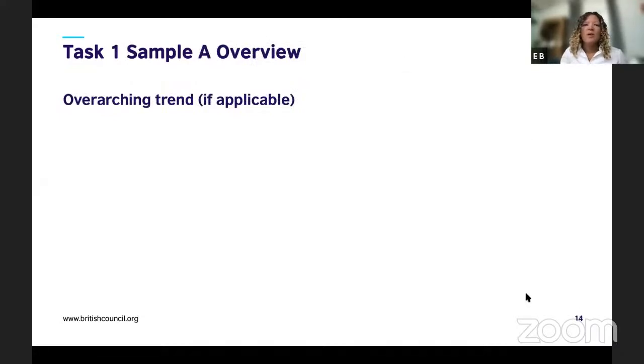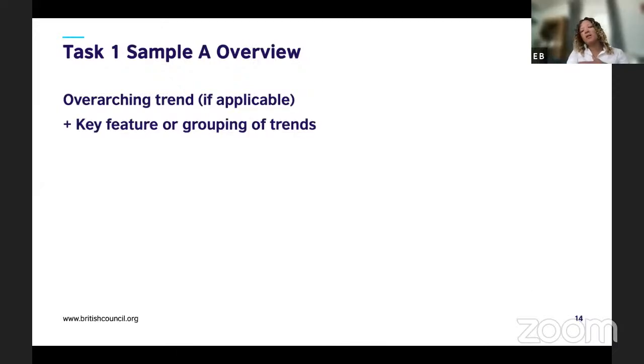For task achievement, we also want to look at writing an overview. There's often, I should say, an overarching trend. As we pointed out with our sample that we're working with today, the overarching trend is that all lakes saw a decrease in ice cover. And then we can supplement that overarching trend with some key details from the feature or grouping of trends.